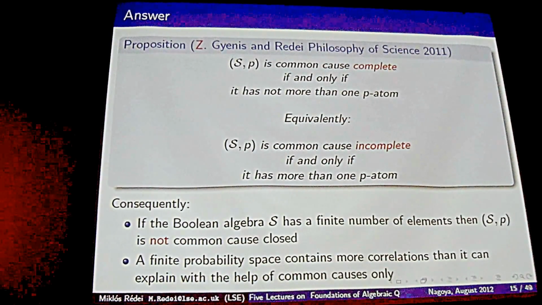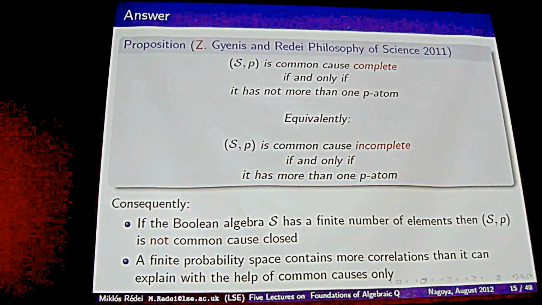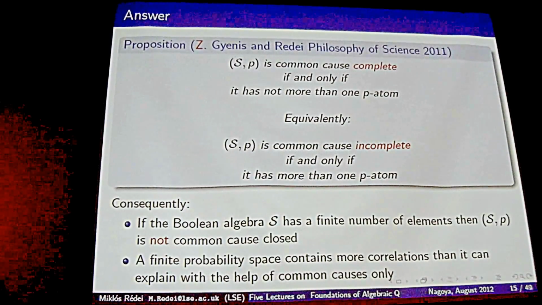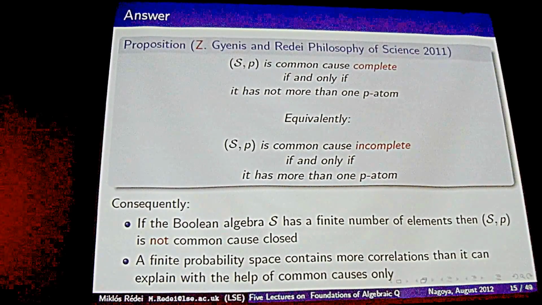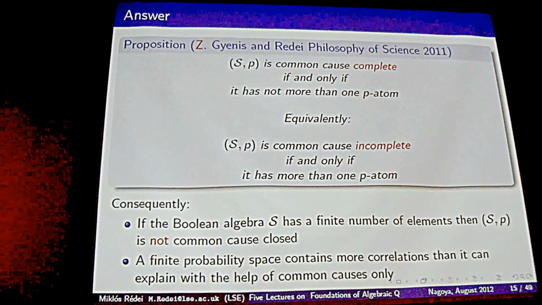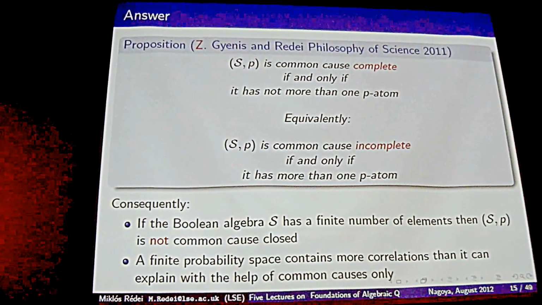So if you have a Boolean algebra which has a finite number of elements, then it's not common cause closed. A finite probability space typically always contains, with the exception of that particular one I mentioned, more correlations than it can explain with the help of common causes only.